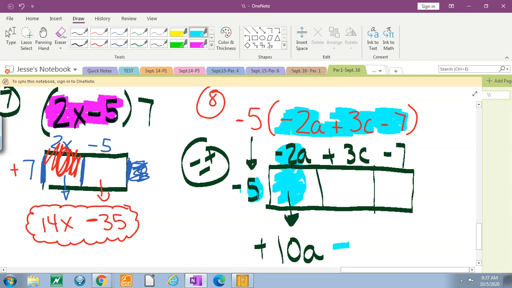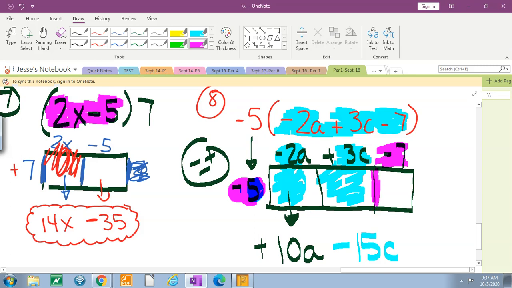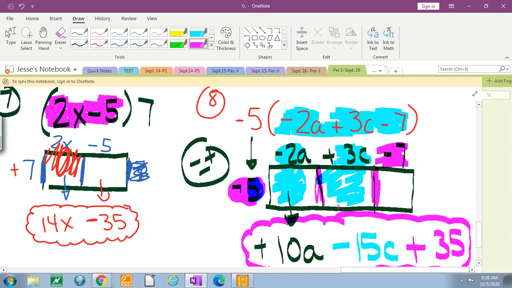So now negative times positive, negative. 5 times 3c is what? 15c. Very good. And then I'm going to scribble it because I'm done with this. And now the next one is negative 5 again times what? Negative 7, because the length right here is negative 5. So negative times negative, positive, and then 5 times 7, 35. And do I combine them? No, leave them alone. So that's your answer right there. Bam.